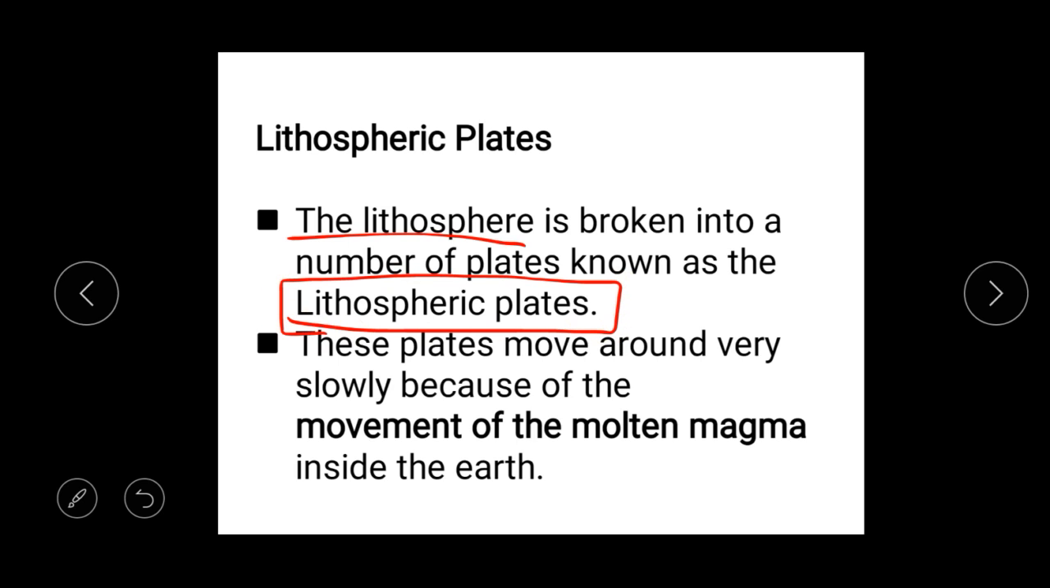That is the first point. And the second point, these plates move from place to place. Why are they moving? Because of the movement of molten magma. Are you clear with this slide? Let's move to the next slide.